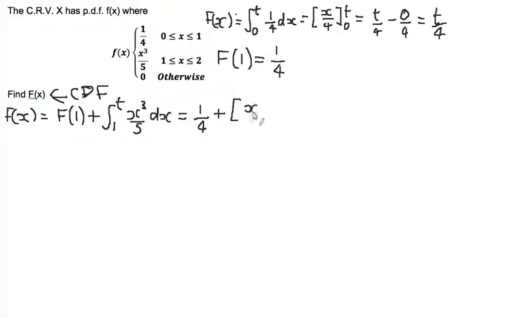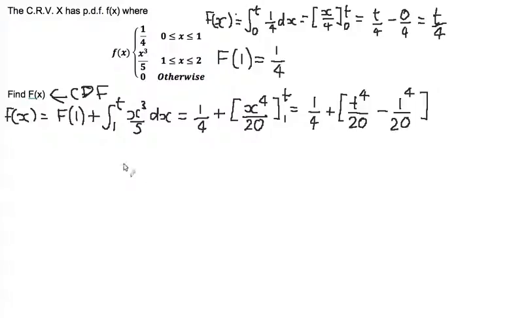We're then going to add the result of integrating x cubed over 5. So x cubed becomes x to the power of 4. Divide by that new power, so divide by 4. That means we get 5 times 4 on the denominator. So I get x to the power of 4 over 20, integrating that between 1 and t. So we're going to put in a quarter, and then add t to the power of 4 over 20 minus 1 to the power of 4 over 20.